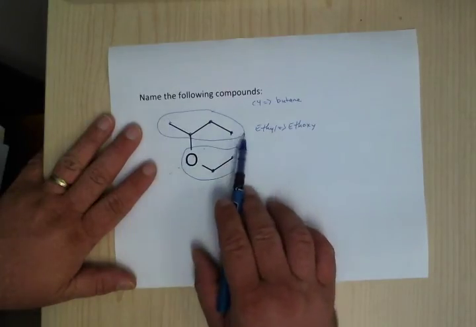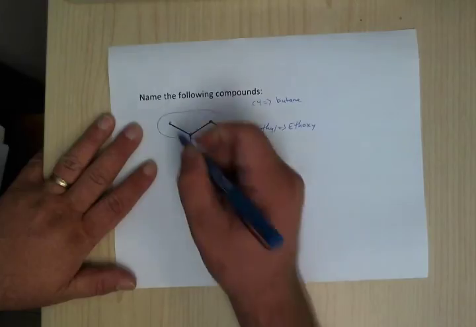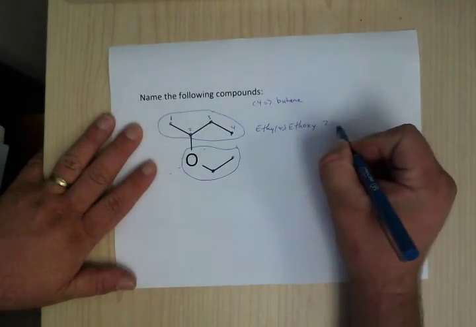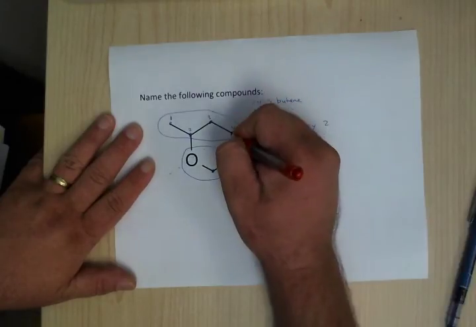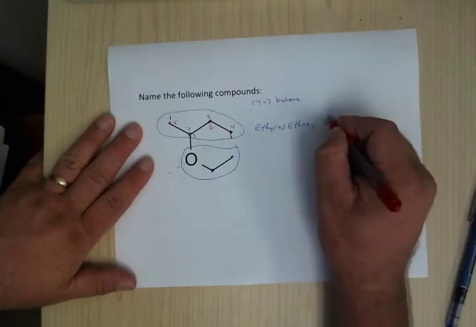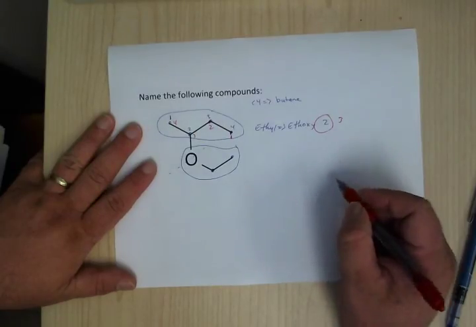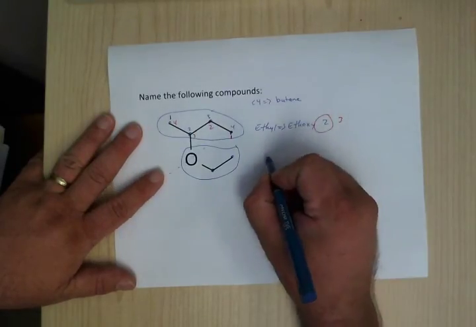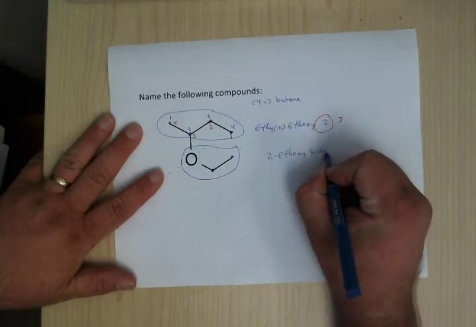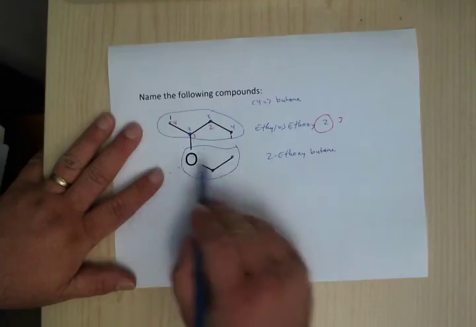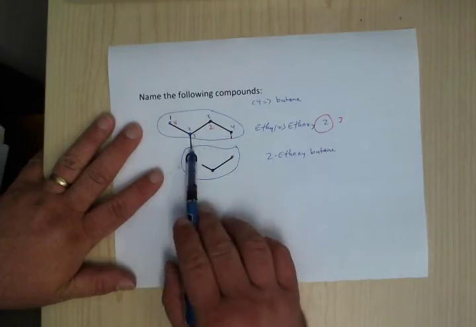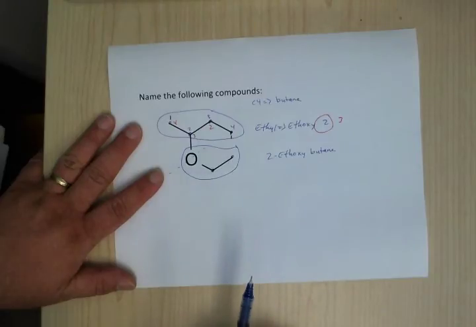So now we need to number from one side or the other, right? If we do 1, 2, 3, 4, that would be 2. The other option would be to start here, 1, 2, 3, 4, and it would be 3. So we're going to pick the lowest number. If you put this together, it becomes 2-ethoxybutane. Butane is a 4-carbon piece, and we have an ethoxy piece hanging off of carbon 2. So there you go.